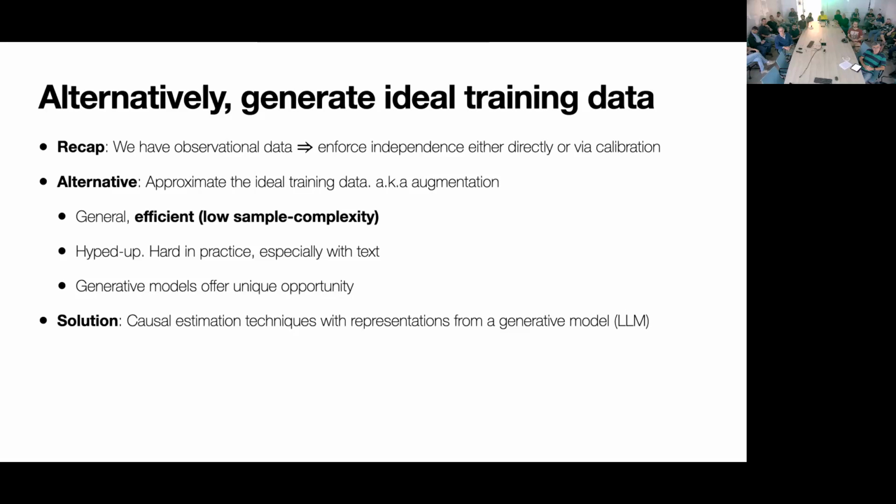And so the solution that I'm going to propose is based on two causal estimation techniques. We try to generate a counterfactual note that hadn't been written by another doctor, but we're going to use representations from a strong generative model to make sure that this happens in a correct way. And again, this all boils down to imagining this ideal distribution where doctors are assigned randomly.